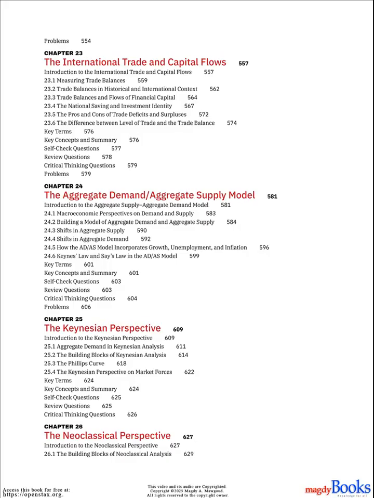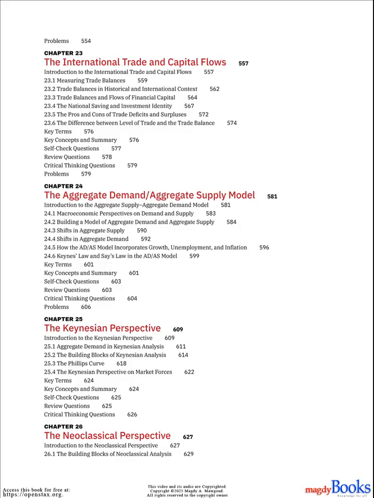Chapter 24, The Aggregate Demand, Aggregate Supply Model. Introduction to the Aggregate Supply Aggregate Demand Model, 24.1. Macroeconomic Perspectives on Demand and Supply, 24.2. Building a Model of Aggregate Demand and Aggregate Supply, 24.3. Shifts in Aggregate Supply, 24.4. Shifts in Aggregate Demand, 24.5. How the AD/AS model incorporates growth, unemployment, and inflation, 24.6. Keynes' Law and Say's Law in the AD/AS model. Key terms, key concepts and summary, self-check questions, review questions, critical thinking questions, problems.